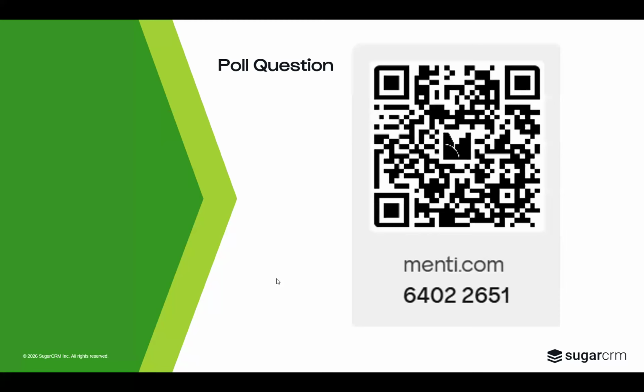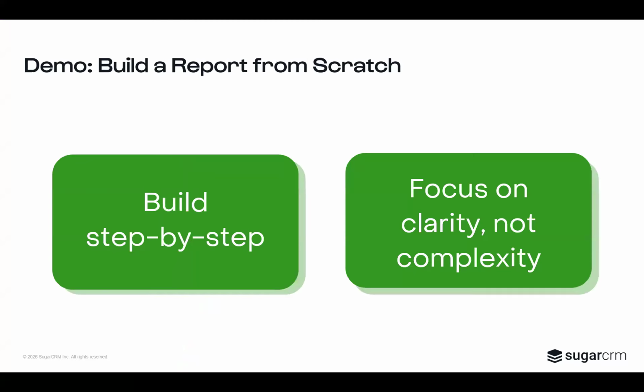Very good. Okay, so I'm going to go in and build a report. We're going to talk about step by step the process, so that's the wizard. And we're going to focus on clarity, not complexity. So this first one we're going to do is just a simple row and column report. I just want to know simple information within it.